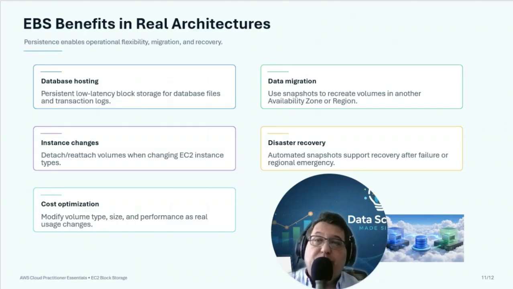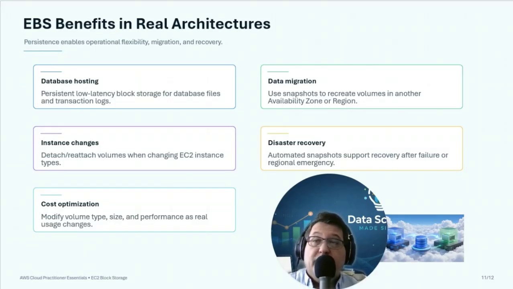Data migration: snapshots make it possible to recreate volumes in another availability zone. They can also be copied to another region. This is useful when moving workloads, creating test environments, or preparing a disaster recovery location. EC2 instance changes: because EBS storage exists separately from each EC2 instance, changing the compute environment does not necessarily require recreating all the data. An organization can upgrade from a smaller EC2 instance type to a larger one while retaining the persistent storage. This helps separate the scaling of compute resources from the management of stored data.